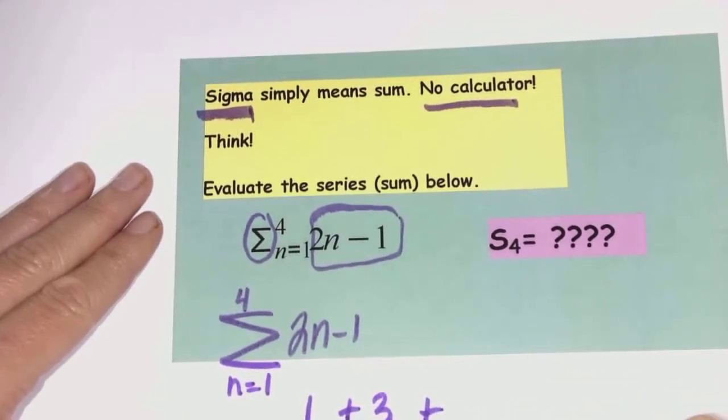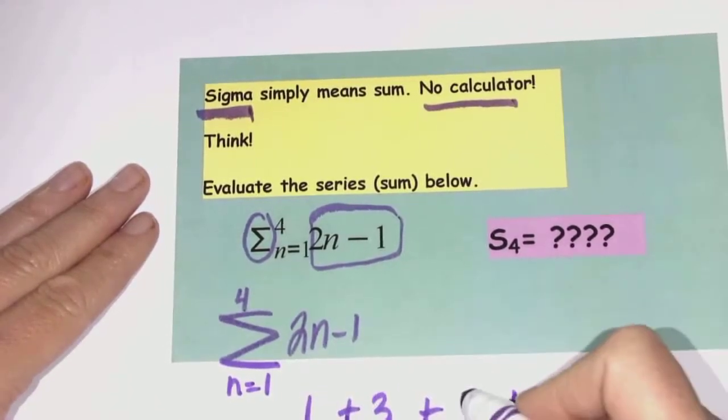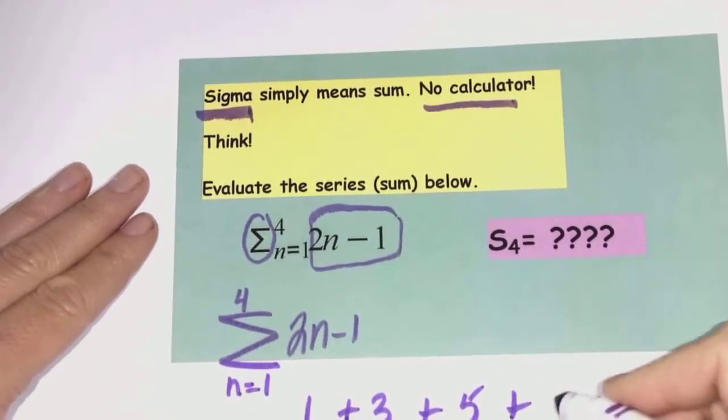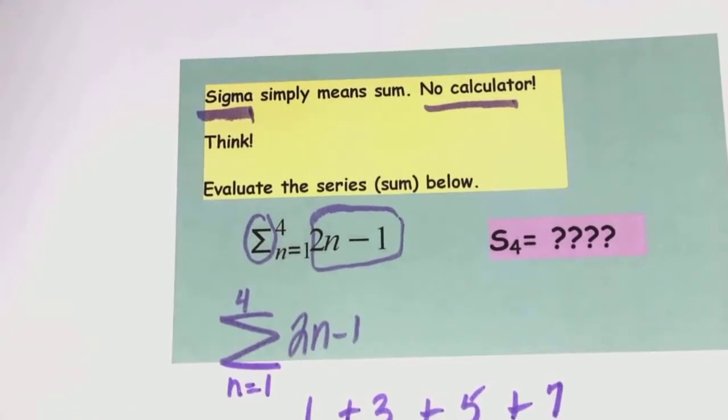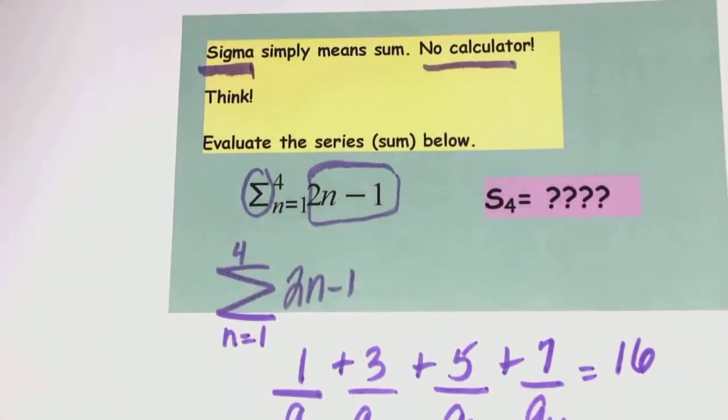I need my third and my fourth term. If I plug in a 3, 2 times 3 is 6. 6 minus 1 is 5. Plug in a 4. 2 times 4 is 8. 8 minus 1 is 7. And I simply add them up. 1 plus 3 is 4. 4 plus 5 is 9. 9 plus 7 is 16. Not too tricky. Simply plug in the numbers 1 to 4, get them, add them up.